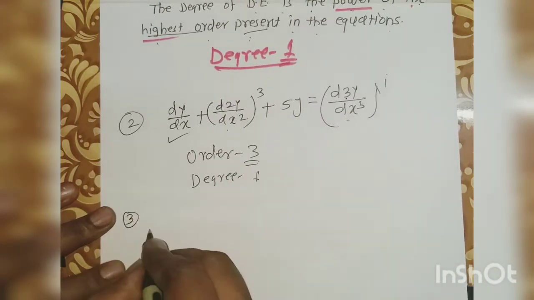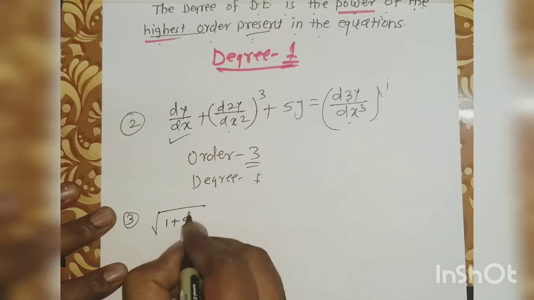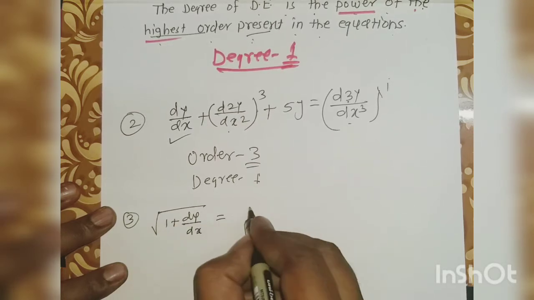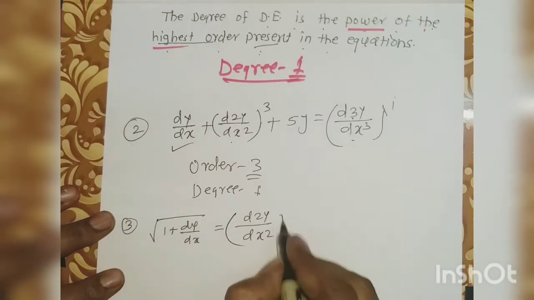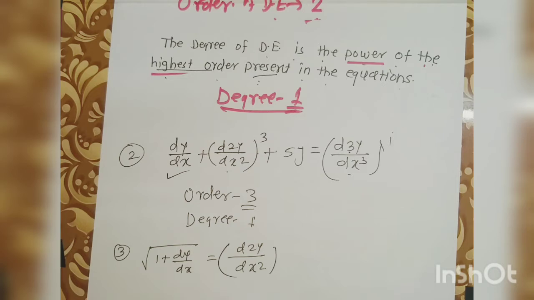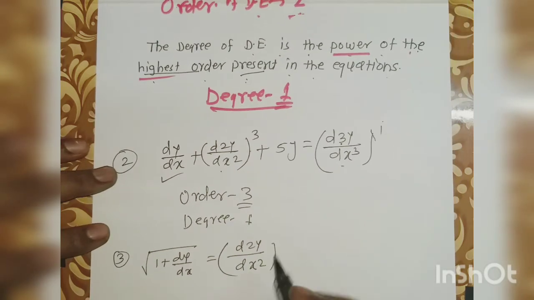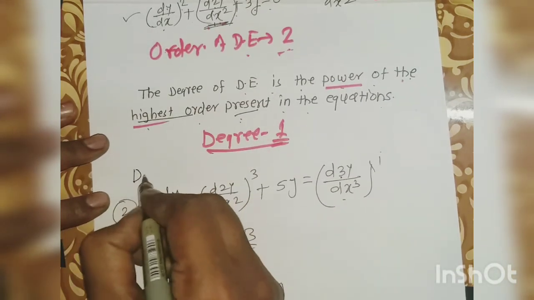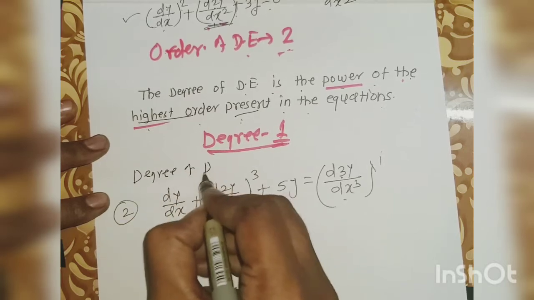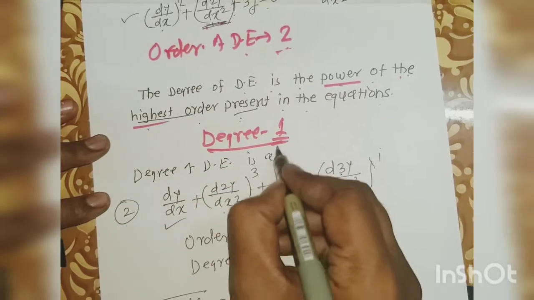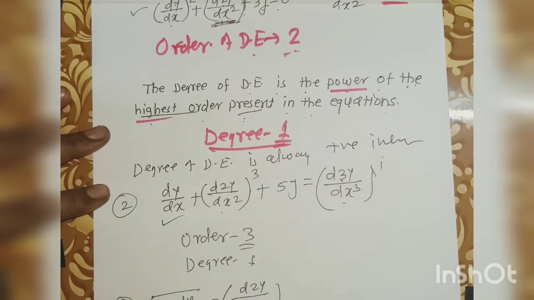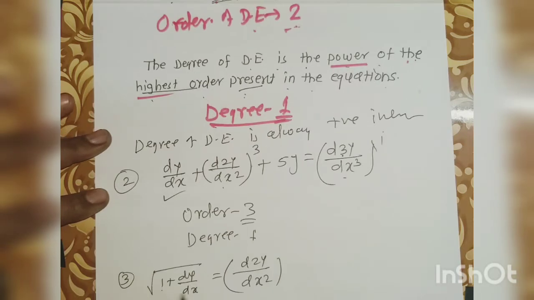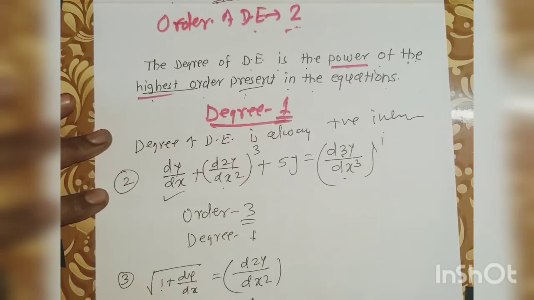Now third example, under root 1 plus dy by dx is equal to d2y by dx square. Now here the degree of the differential equation is a positive integer. Most important point, the degree of differential equation is always a positive integer, not a fraction, 1 by 2, 3 by 2. Here under root 1 plus dy by dx is equal to d2y by dx square.